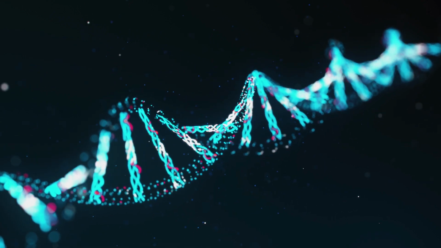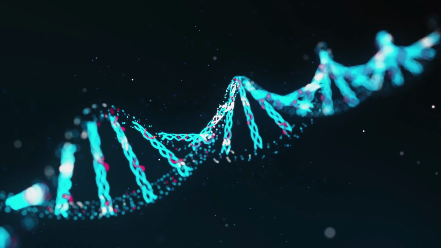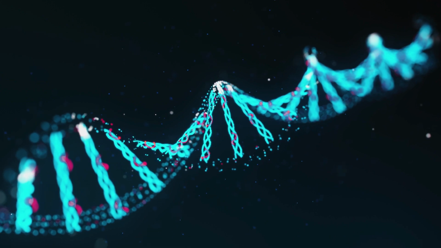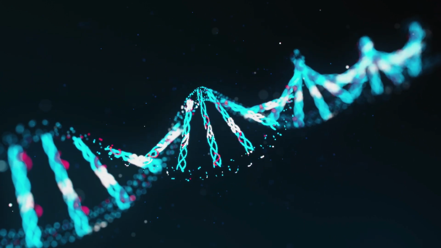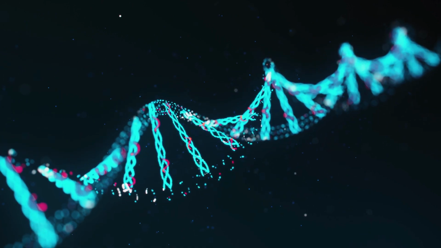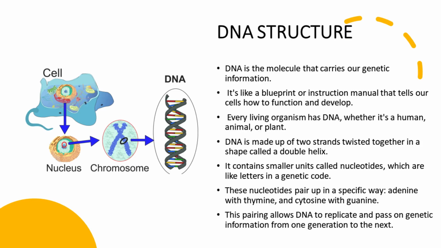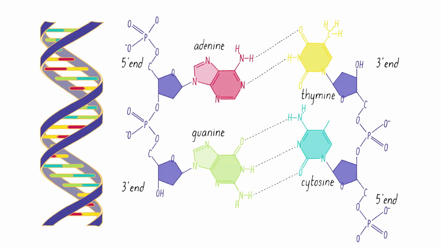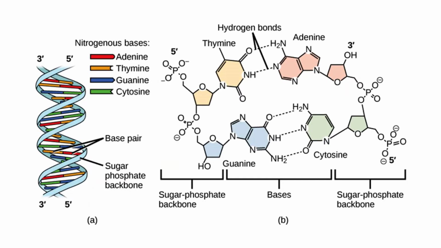DNA looks like a twisted ladder and has two strands. Each strand is made up of sugar and phosphate molecules connected by steps called base pairs. The base pairs are like the rungs of the ladder, and they always match up in a specific way. Adenine matches with thymine, and cytosine matches with guanine. These pairs stick together with weak bonds, holding the ladder structure in place.